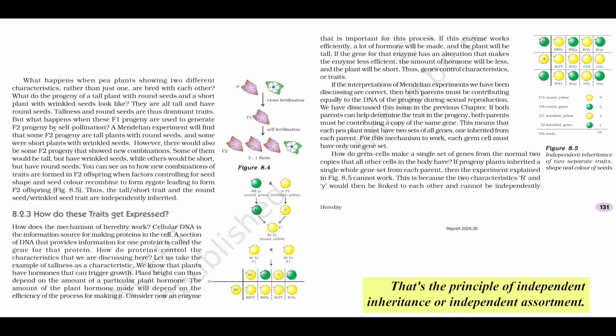That's the principle of independent inheritance, or independent assortment. It means the alleles for one trait, like seed shape, Rr, segregate into gametes independently of the alleles for another trait, like seed color, Yy, assuming the genes are on different chromosomes or far apart on the same one.